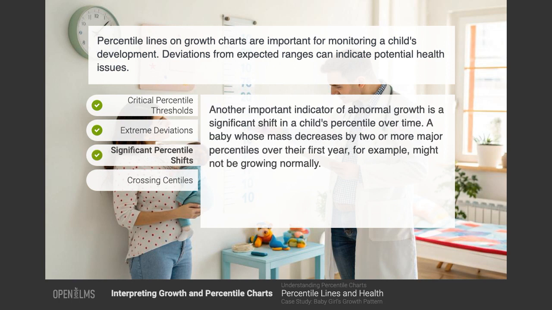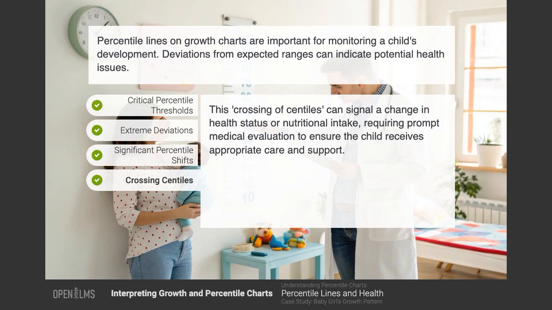Another important indicator of abnormal growth is a significant shift in a child's percentile over time. A baby whose mass decreases by 2 or more major percentiles over their first year, for example, might not be growing normally. This crossing of centiles can signal a change in health status or nutritional intake, requiring prompt medical evaluation to ensure the child receives appropriate care and support.